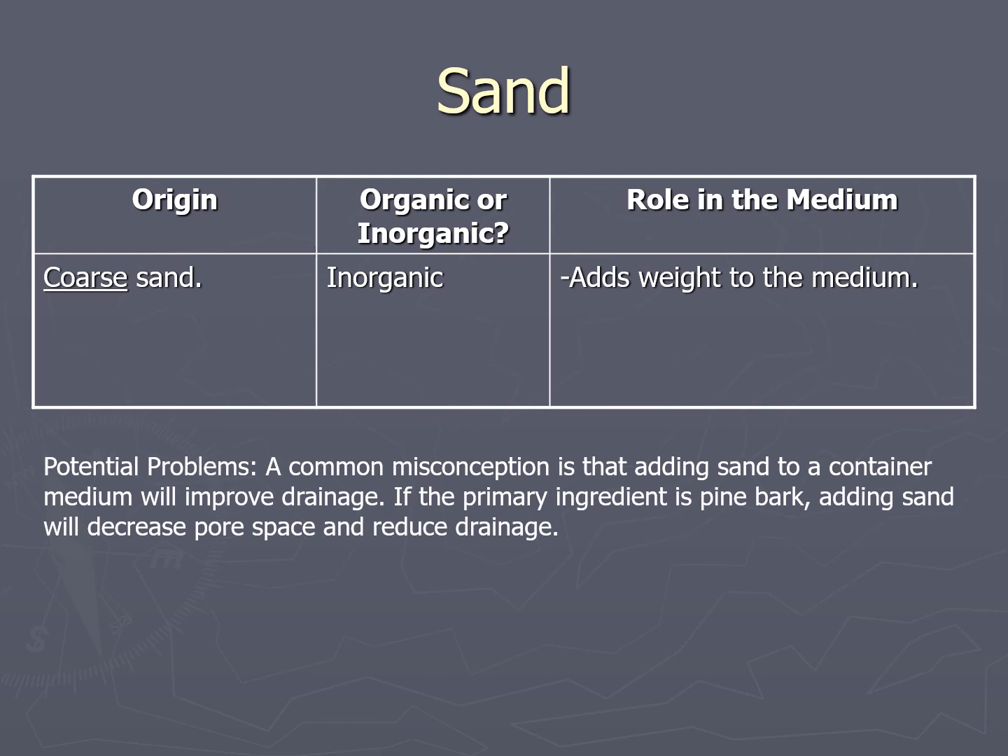Okay, there is a common misconception out there. A lot of people think that if they add sand to a container medium, the sand will improve drainage, and this is really not the case. If the primary ingredient is pine bark, adding sand will actually decrease pore space and reduce drainage, and I'll show you a graphic illustration of how that works in just a second.